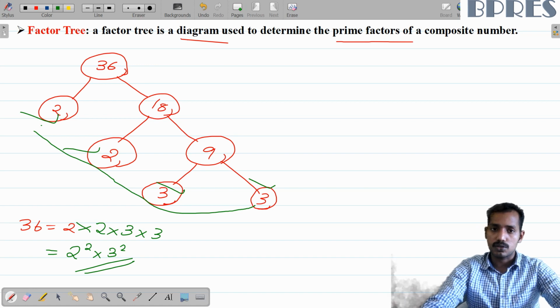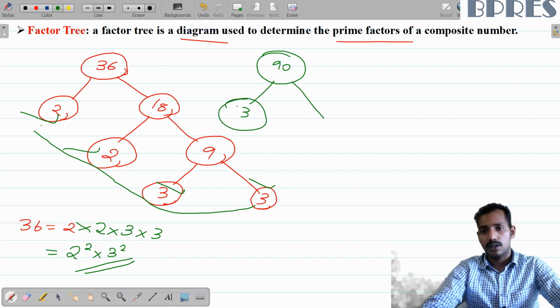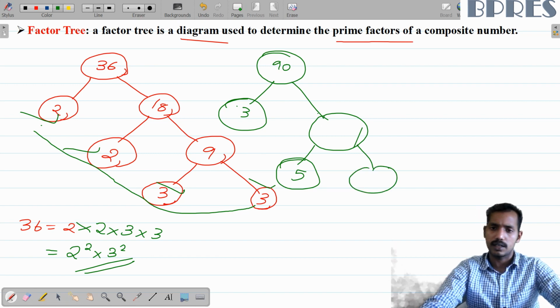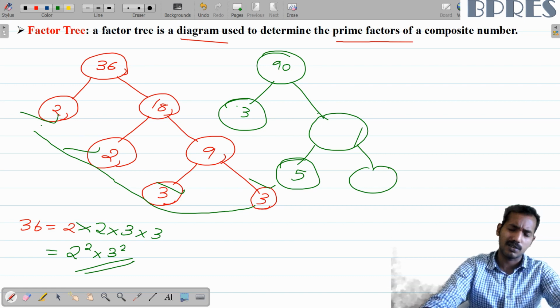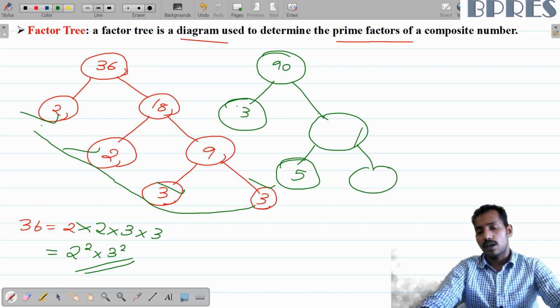But some questions ask you to find the missing number. For example, if 90 is given, here 3 is given, here a number is missing, and here it is 5, so you go to some other number like 45 or something. So questions ask to find the missing number in the factor tree. Very important. Even though it is already learned in lower classes, it is still a part of our syllabus.